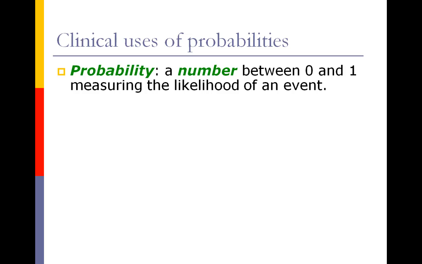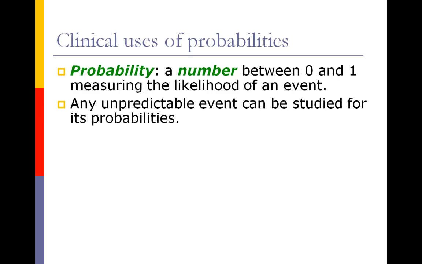So just for a little recap, let me remind you that a probability is a number between 0 and 1, and it is a number that we use to measure the likelihood of an event to occur. As such, any unpredictable event can be studied for its probabilities. So what does that mean? Anytime that we're dealing with something that we're not sure if it's going to happen or not, then we can try and attach some probability to it to have an idea of how likely this thing is to exist.